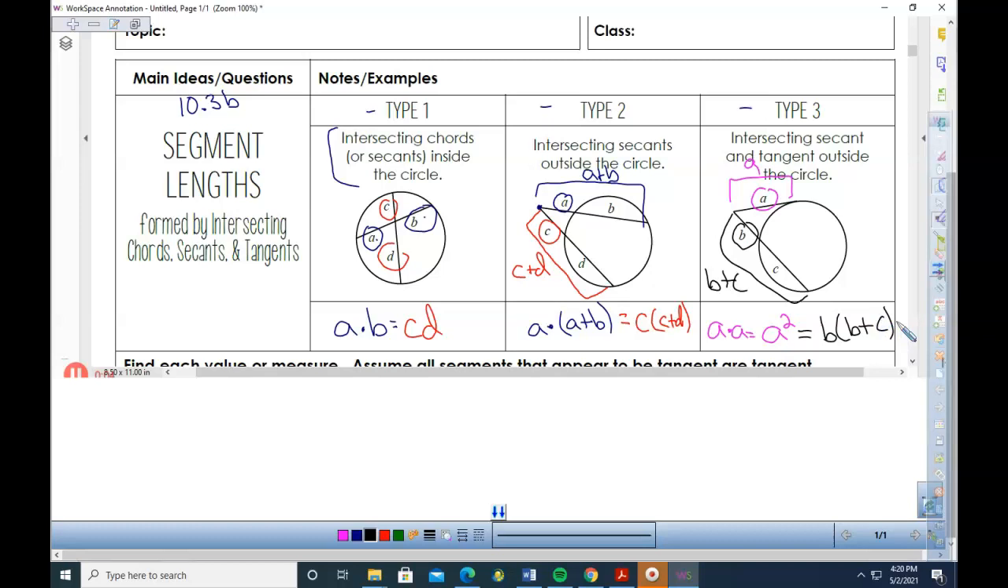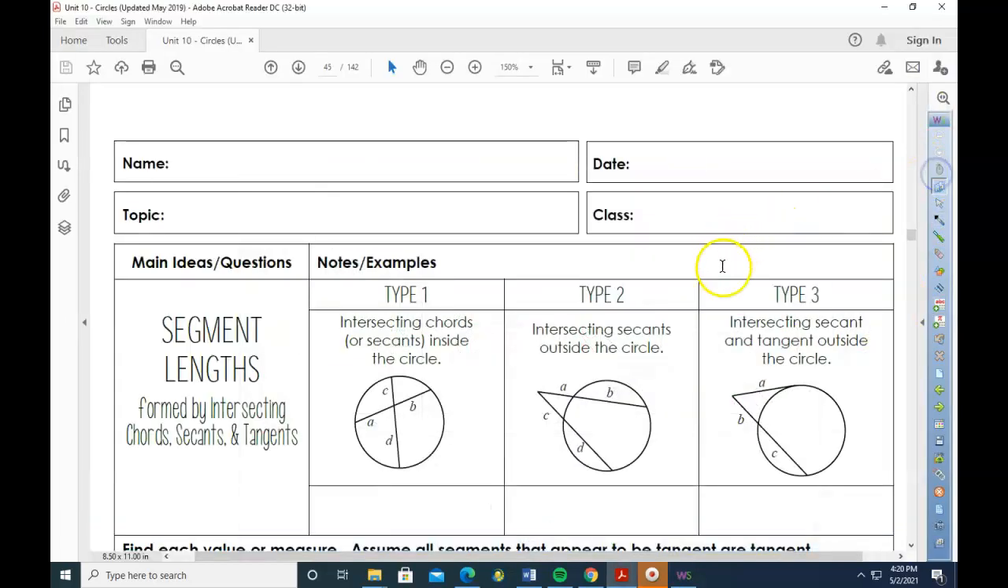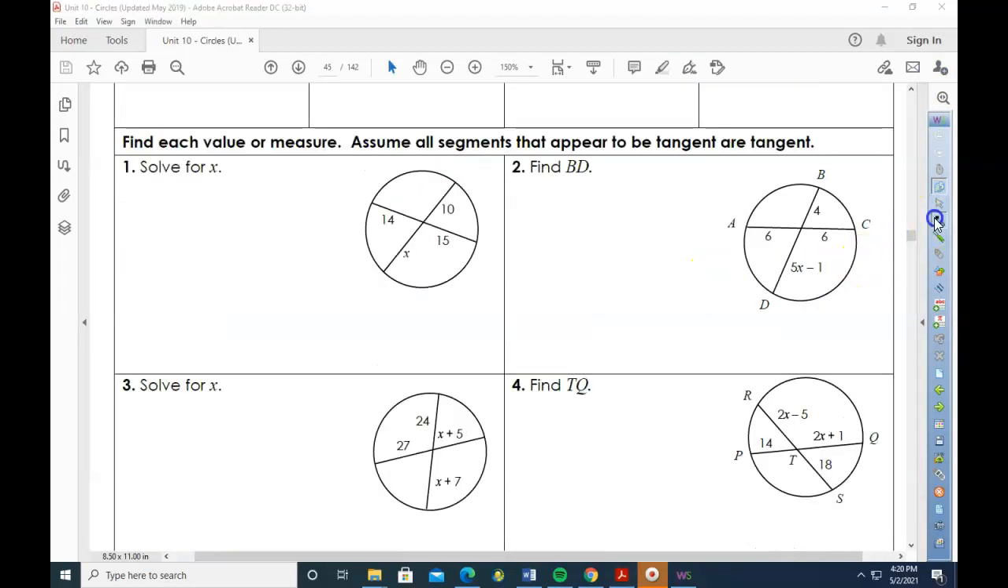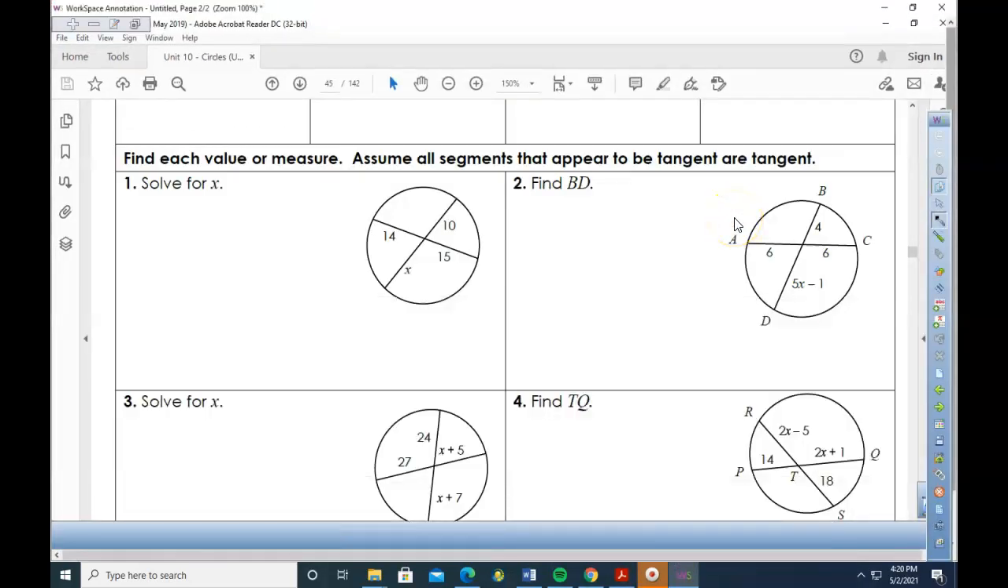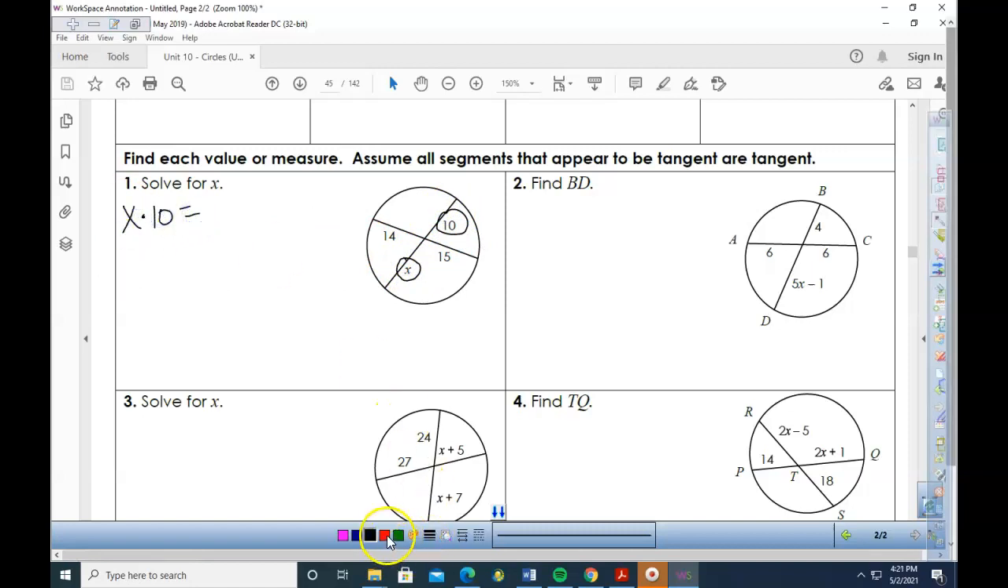Alright, let's see an example of each, and then I'll do some more in class. Let's take a look at example 1. We're solving for x. If I look back at my notes, this is type 1. So I'm doing x times the other part of the line, x times 10, equals 14 times 15. That's all there is to it.